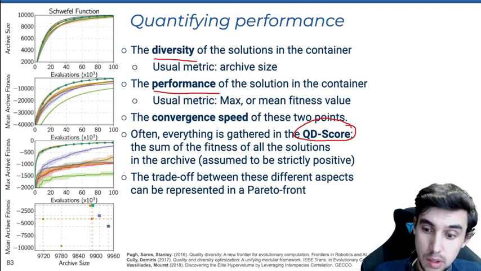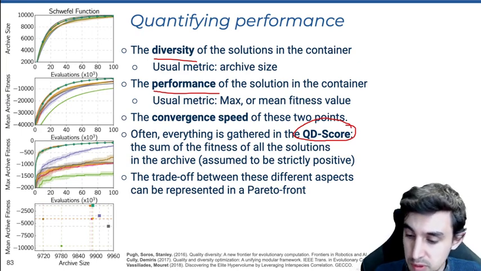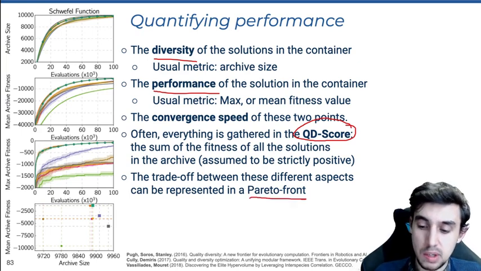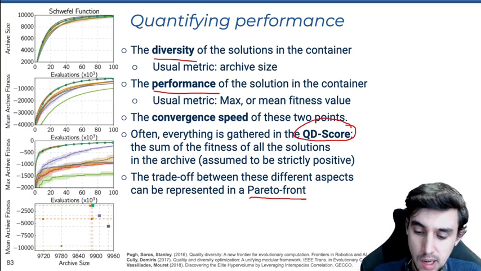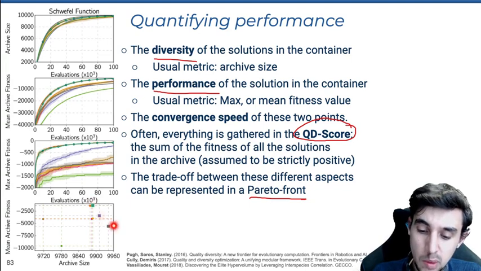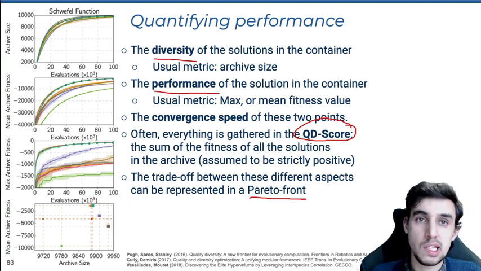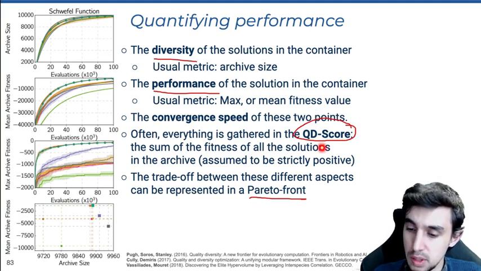We can also note that the concepts of diversity and performance can be represented as a Pareto front, because there are multiple objectives that we try to optimize. And so we can use the Pareto front in order to define which variant of the algorithm is better. But that's an advanced concept. The most important are usually diversity, performance, and the QD score.